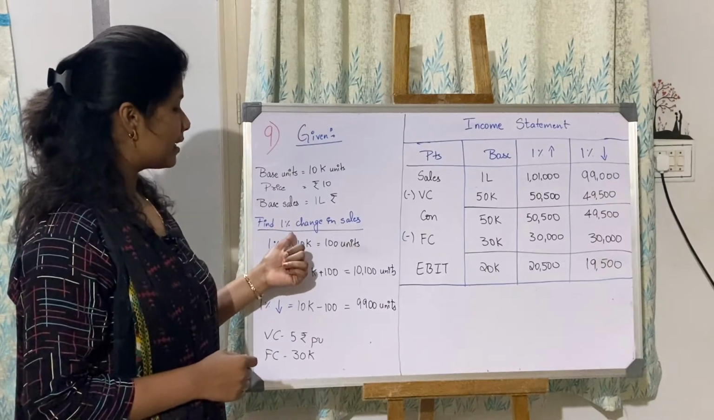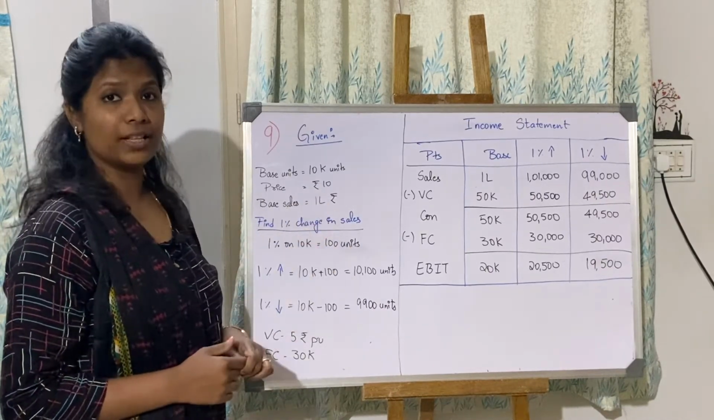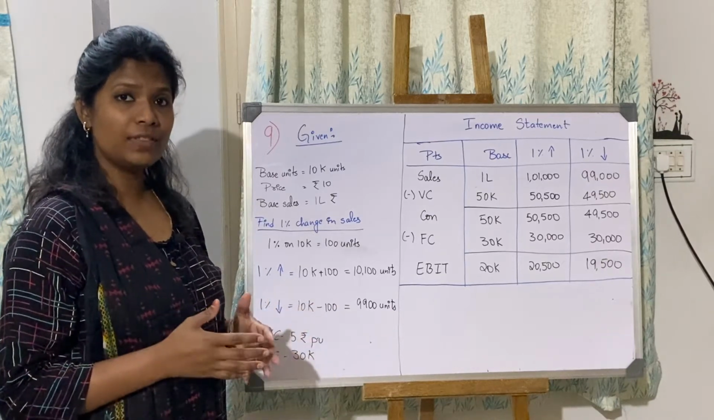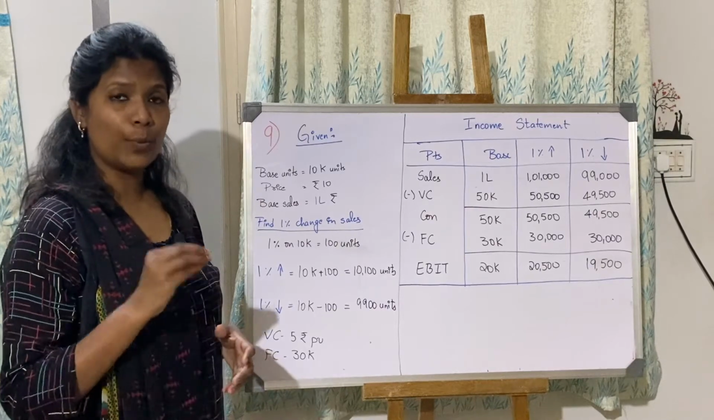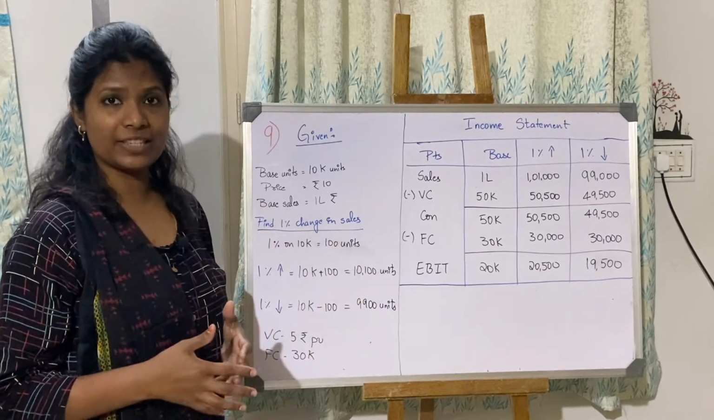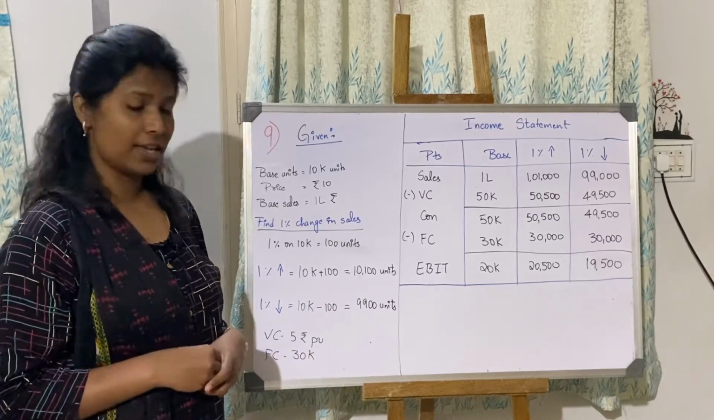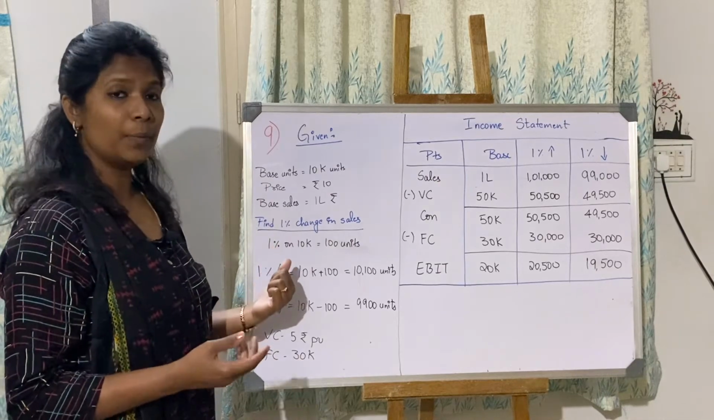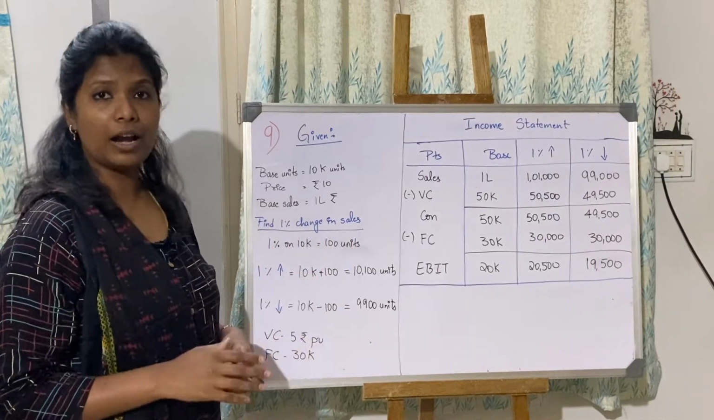Find 1% change in sales. Now sales is 10,000 units. The question is asking us, what if there's a 1% increase in sales and a 1% decrease? Whenever the question gives us a statement, find out what is a 1% change in sales, we need to find out both the increase as well as the decrease. So first let's find out how much is 1% on 10,000 units. That comes up to 100 units.